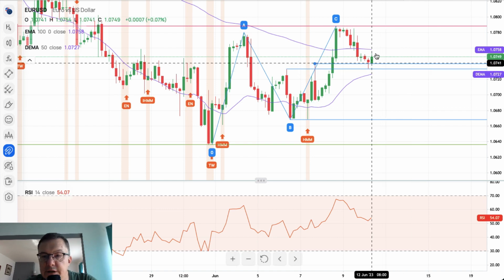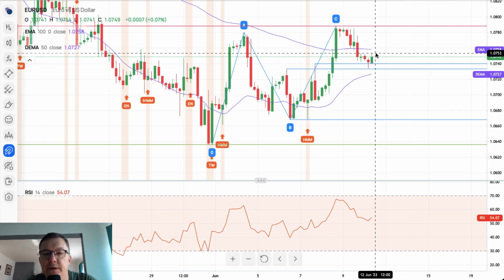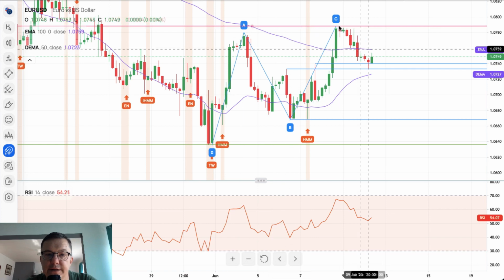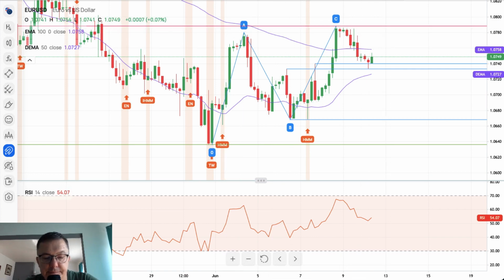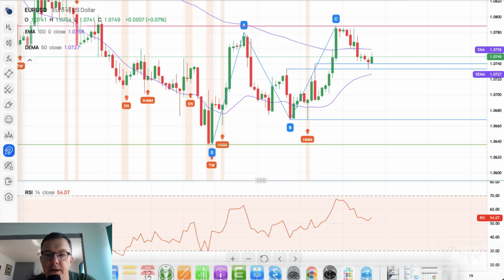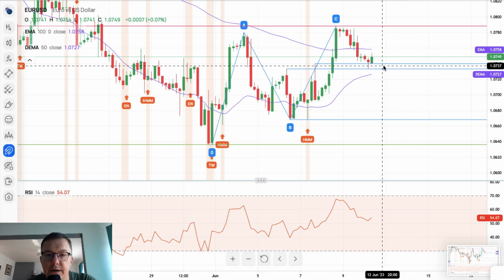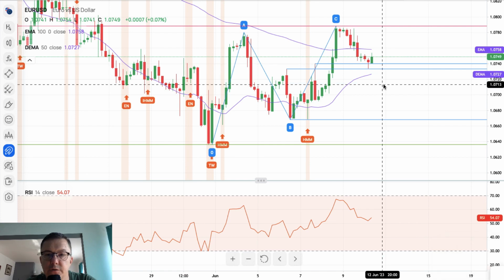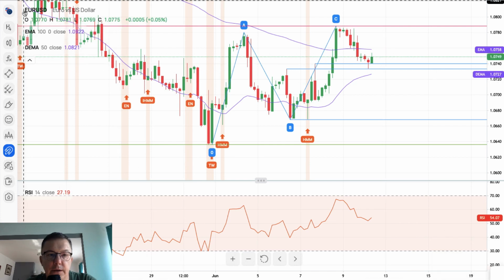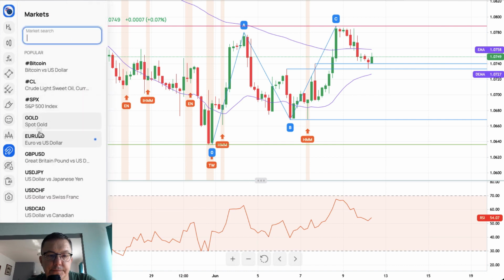So the outlook remains slightly bullish in the short term, but this ABC correction is only a part of a larger downtrend, and it looks like as soon as it is finished, the market will move lower. So please keep an eye on the Euro-dollar 4-hour chart. Let's switch to the other chart.